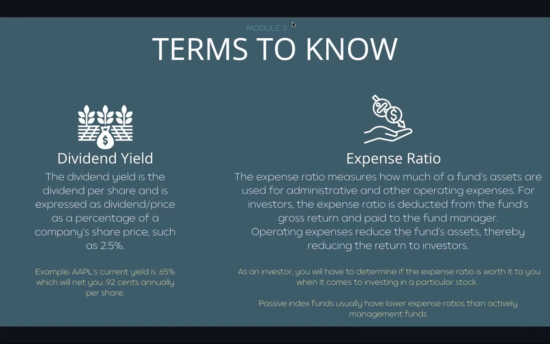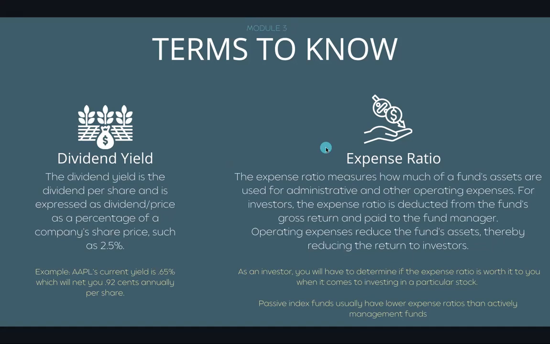So let's say Apple pays quarterly, so they pay you 4 times a year, or they do the ex-dividend 4 times a year. So 0.92 divided by 4, they give you 23 cents per share per quarter. But yearly, you'll get 92 cents per share.